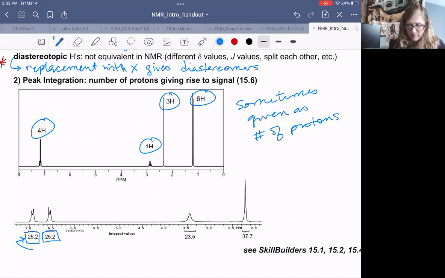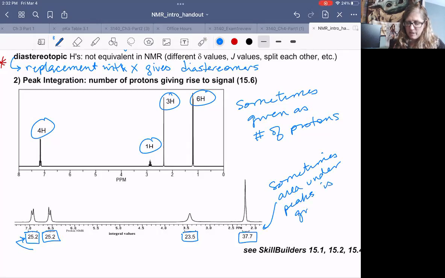So the area here, this is 25 and 25 and 24 and 38. Okay, so what we have to do is we have to figure out what is the ratio of those numbers? So sometimes this is another option. Sometimes these integral values, the area under the peaks, is given. So instead of just telling you the ratio and telling you the number of hydrogens, the area simply is given, and then you have to calculate or determine the ratios.